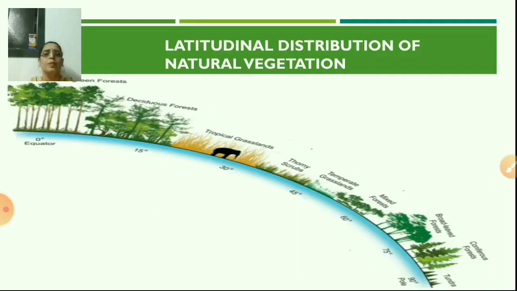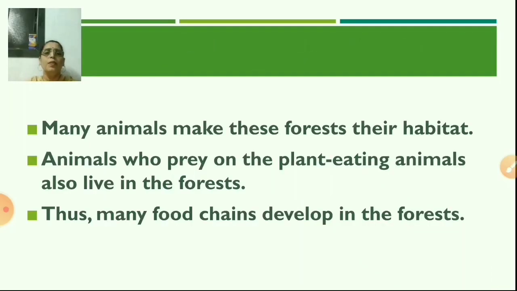Okay. Now the next point, many animals make this forest their habitat. Animals who prey on the plant-eating animals also live in the forest. Thus, many food chains develop in the forest. So students, many animals make this forest their habitat, and thus many food chains develop in the forest.